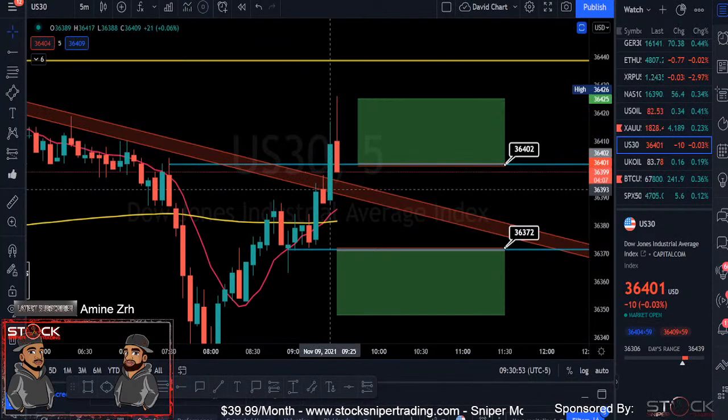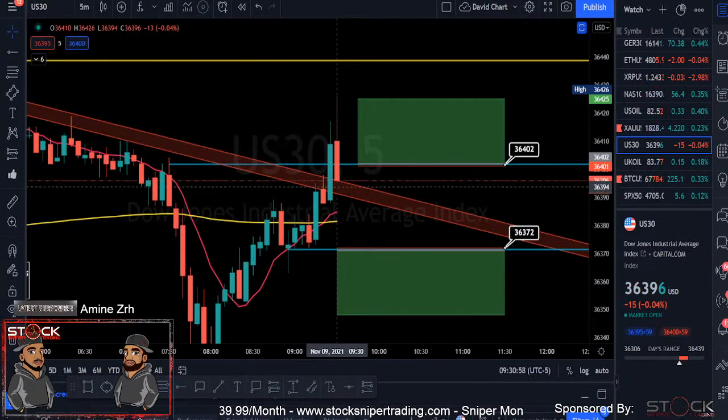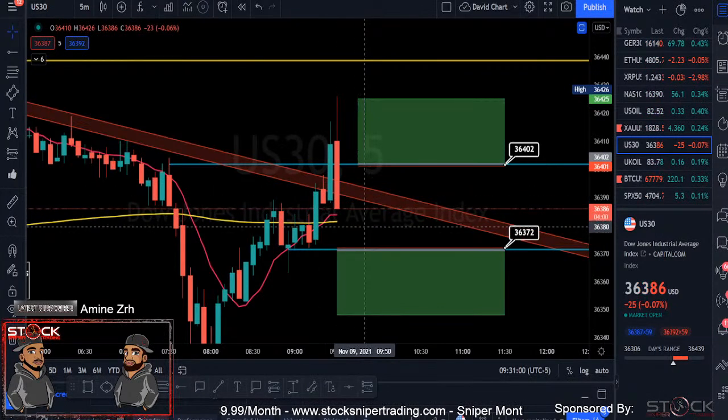Okay, it broke above this overall downtrend. Okay, it was a channel downtrend. Now we're going to see if it's going to get a little bit of bounce here. You can see it try. There we go, guys. There's your sell.